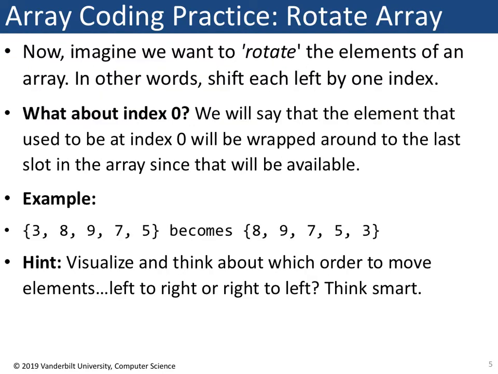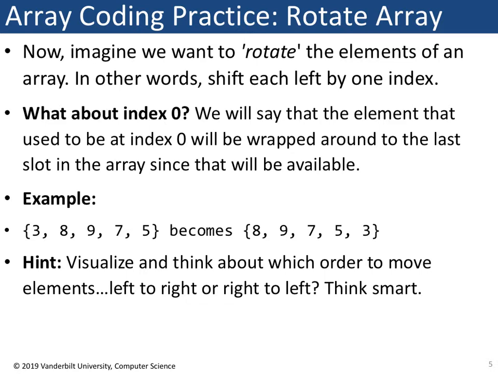Now here's another example. What if we wanted to rotate the array? Rotating is a lot like shifting. So we want to shift this array left, but we call it rotating because when we get to the end and 3 shifts off into the negative index, it should rotate around to being in the ending location, like this. So 38975 becomes 89753. That's why this would be called a rotate left.